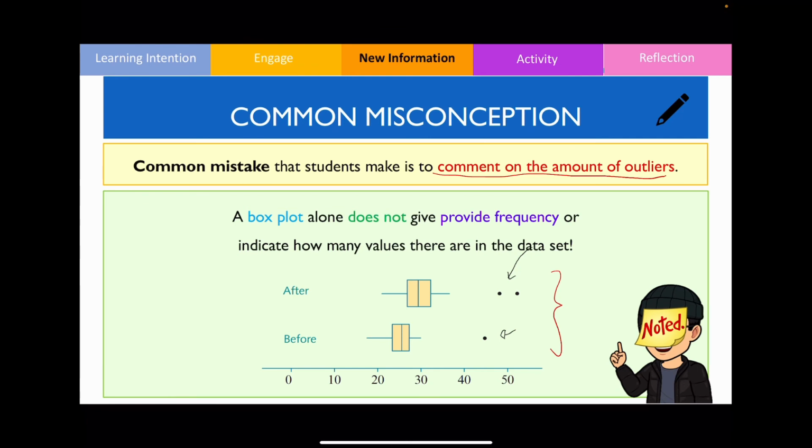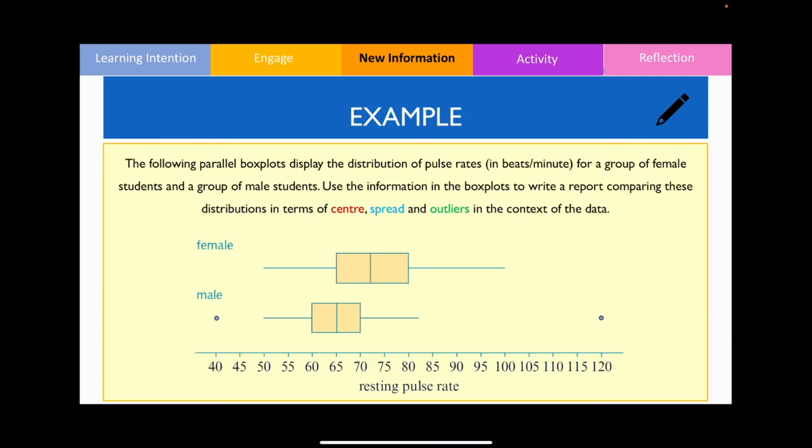Instead, this just tells us that any values equivalent to, in this case, 48 and 51 are referred to as outliers. It doesn't tell us how many outliers exist. Now that I have made you aware of this, let's now go through an example. So in this example, we're going to write a report where we need to compare the distributions in terms of the center, spread, and outliers.